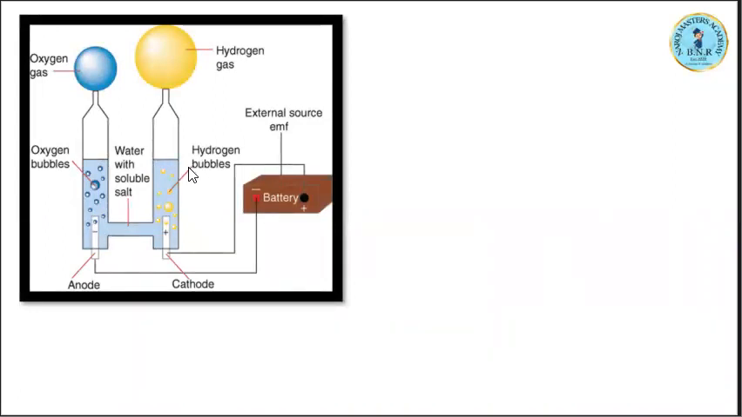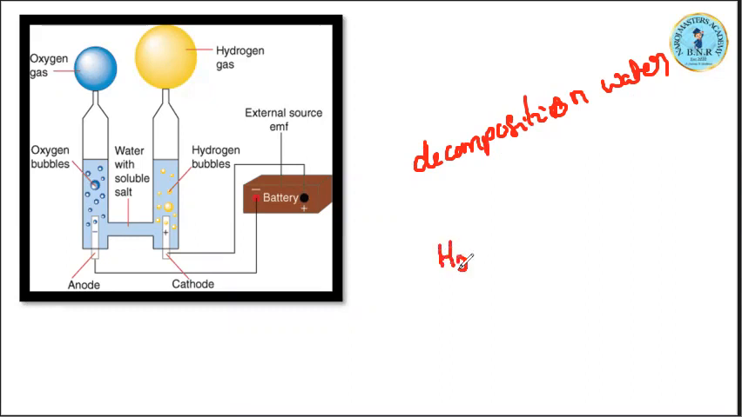So this process, we call it the decomposition of water. If you want to decompose the water, what is the chemical formula of water? H2O. So here it is in the form of AB. Assume it as A and B together. A decomposition reaction is nothing but the splitting of a reactant into two different products, A plus B.